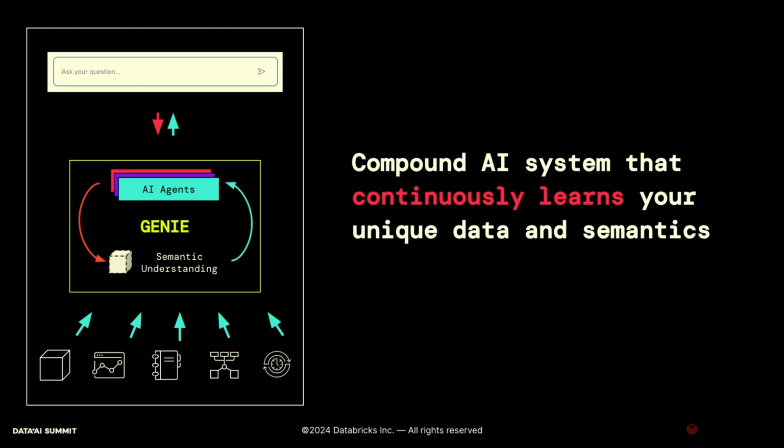And then lastly, we've taught Genie to not hallucinate. If it doesn't know how to answer a question, if it doesn't understand customer churn, for example, it's not going to hallucinate and just blurt out an answer. It's going to say, I don't understand. Can you clarify that for me?